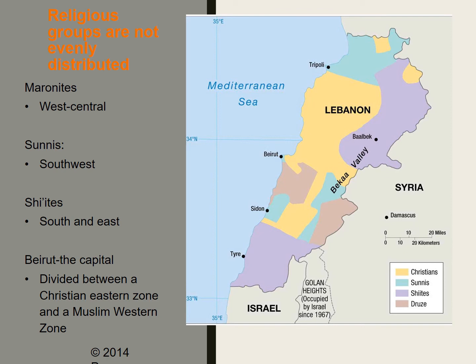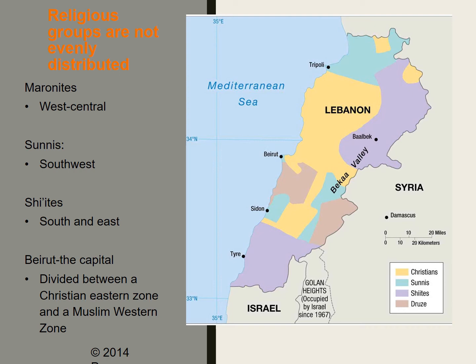The religious groups in Lebanon are not evenly distributed. Keep in mind, this is a reality throughout most of geography. Ethnic groups, religious groups, any kind of groups of people are usually not evenly distributed in a particular space. Maronites are in the West Central, those are the Christians. It's a particular sect of Christianity.